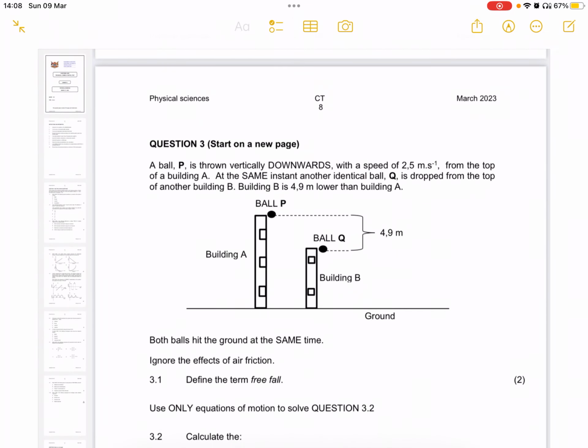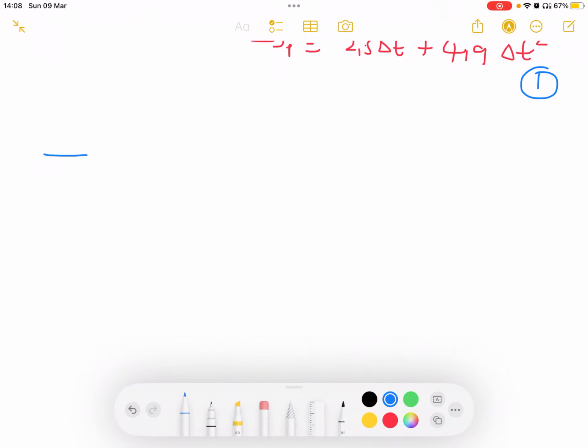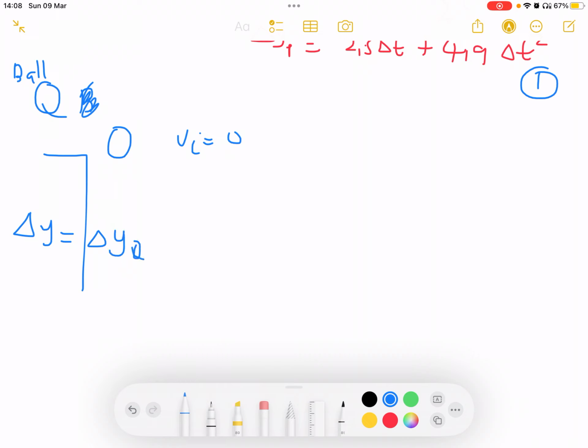Let's see, ball Q was dropped, and it is going downwards. It's going to hit the ground. So let's have a scenario. Dropped ball Q. Ball Q was dropped with a velocity of 0 and delta y, which is just the delta y of ball Q. It took, we don't know how long. Then it was undergoing the acceleration 9.8 downwards.